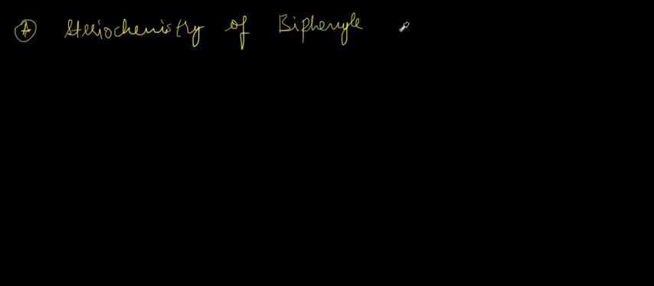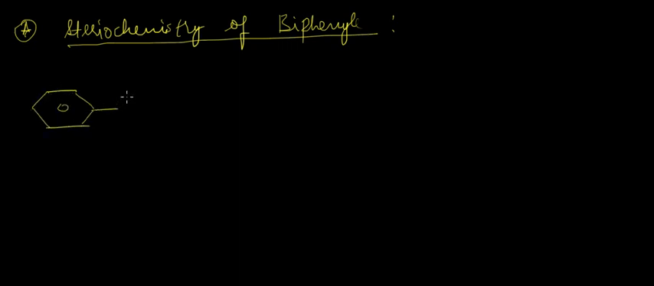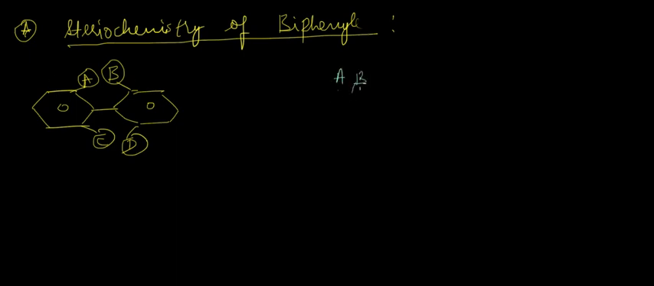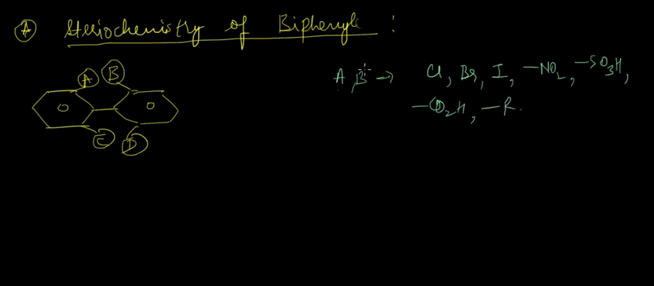Next topic is stereochemistry of biphenyl. Suppose we have two benzene rings attached to each other with a bond, and we have four bulky groups attached on the ortho positions of both rings, where A and B can be anything from chloro, bromo, iodo, nitro, sulfo, or it can be carboxylic acid or a simple alkane also.